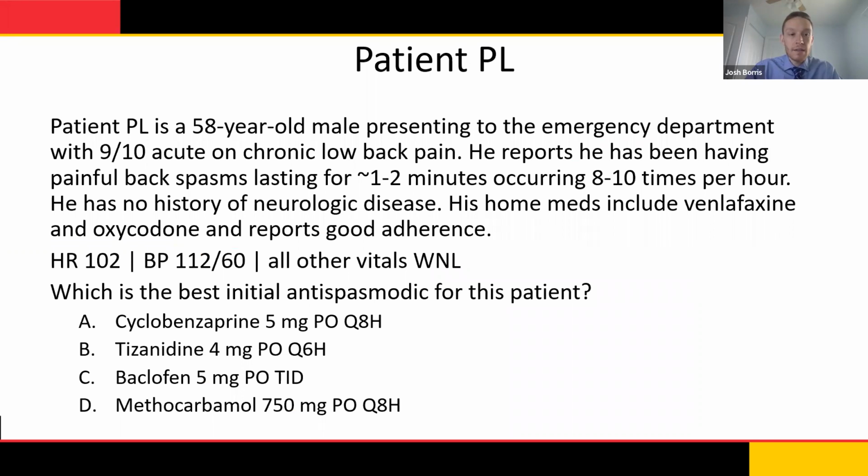So I have a patient case. Patient PL is a 58-year-old male presenting to the emergency department with 9 out of 10 acute on chronic low back pain. He reports he has been having painful back spasms lasting about 1 to 2 minutes, about 8 to 10 times per hour. He doesn't have any neurologic disease, and his home meds include venlafaxine and oxycodone, and he reports good adherence to these medications. His heart rate is 102, his blood pressure is 112/60, but all his other vitals are within normal limits. So what is our best initial antispasmodic for this patient? You have cyclobenzaprine, tizanidine, baclofen, or methocarbamol.